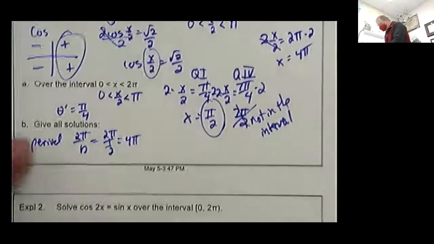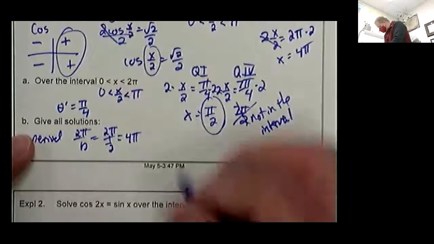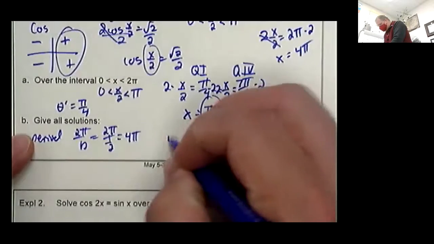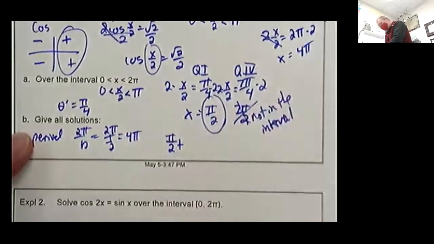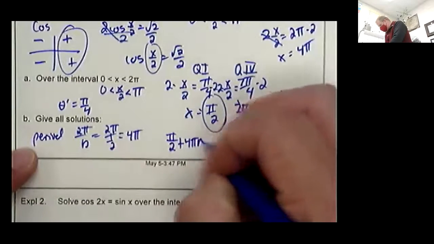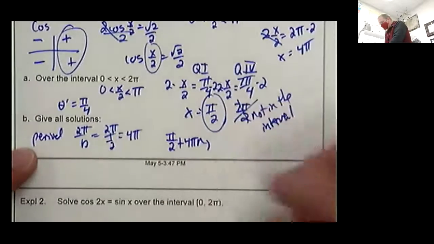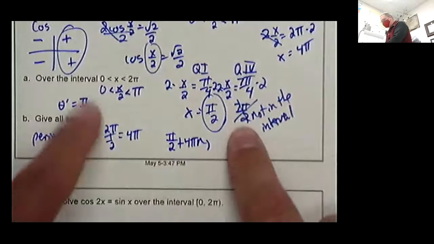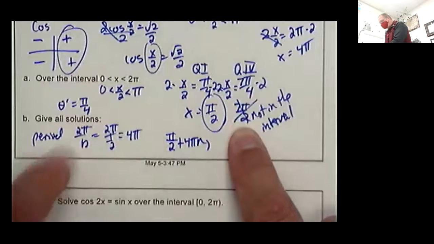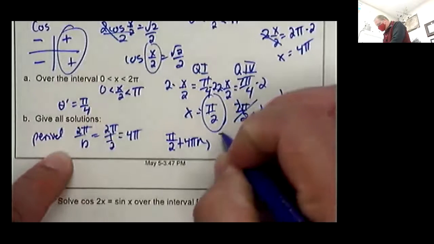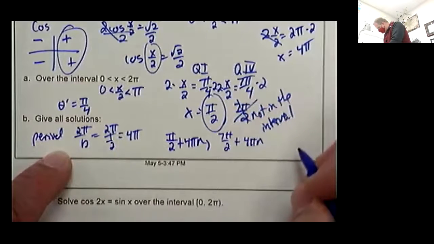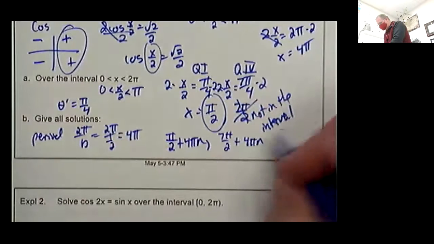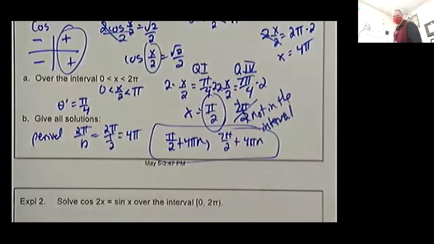So to get all solutions, we're going to have pi halves, but instead of adding 2 pi in, our period changed, so we're going to add 4 pi n. That is one solution. Our other solution is the solution that originally wasn't in the interval, but will be for all solutions. So that's 7 pi halves plus 4 pi n, again where n is any integer. So there's our two solutions.